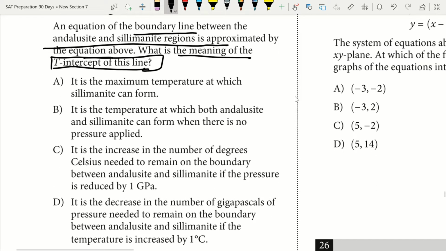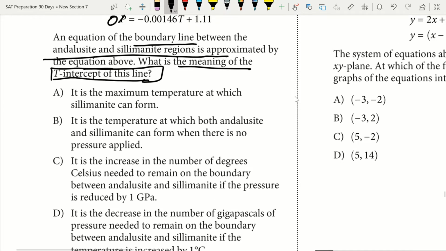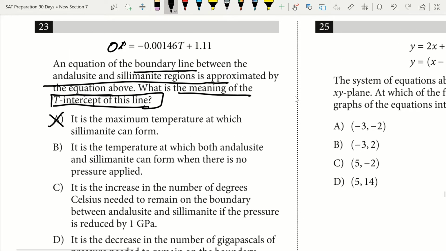Option A is the maximum temperature at which sillimanite can form. No, it's not the maximum temperature, and that says nothing about pressure being 0. B, it is the temperature at which both andalusite and sillimanite can form when there is no pressure applied. No pressure applied means pressure is 0. So yes, that's our correct answer, B.